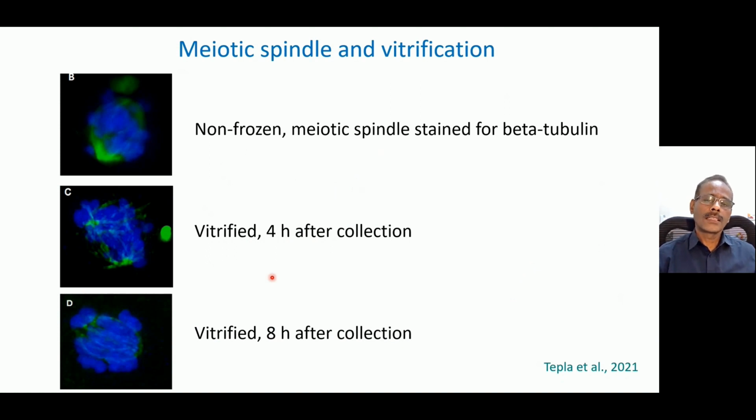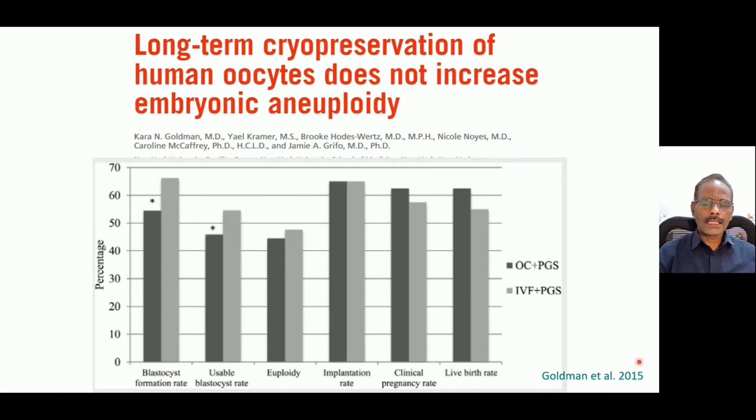Studies have also shown that the meiotic spindle can be affected by vitrification because in a metaphase 2 mature oocyte, the meiotic spindle is open. And as you all know, spindles are thermosensitive. They can get depolymerized at a low temperature. And here is the data which I came across recently, which shows a non-frozen oocyte. The meiotic spindles are intact. And here the oocytes are vitrified 4 hours after collection. There is a deterioration, a distortion of the spindle. And when the oocytes are vitrified 8 hours after collection, there's a complete distortion of the meiotic spindle. So this is a little bit concerning. This could lead to embryonic aneuploidy.